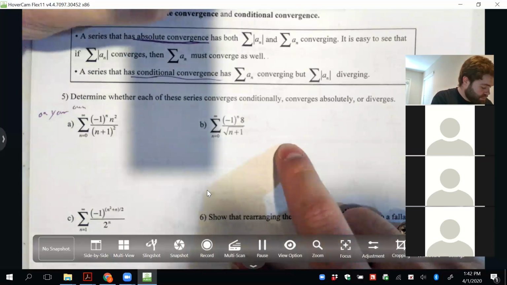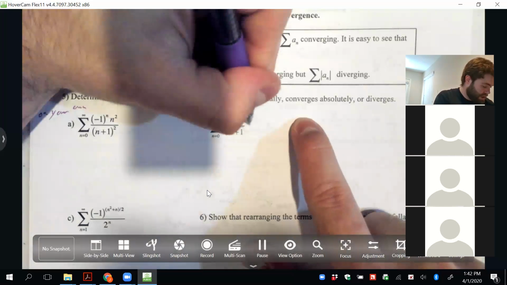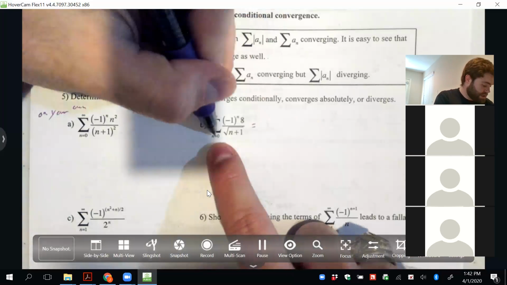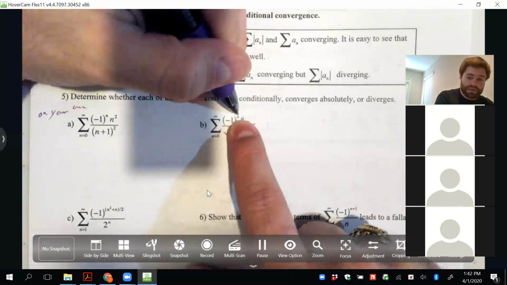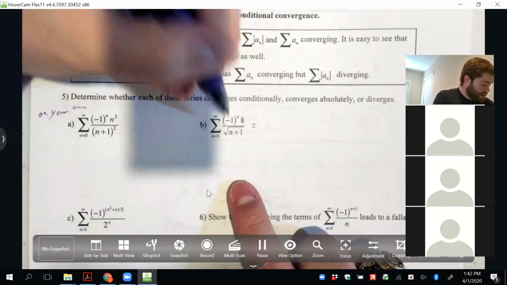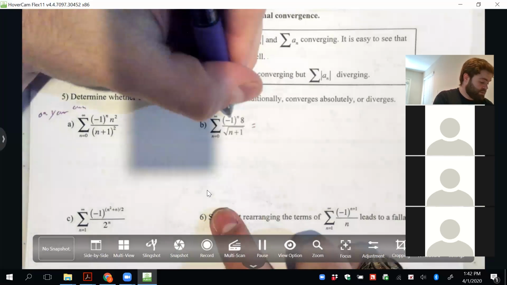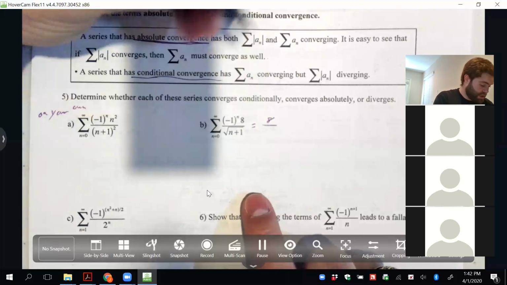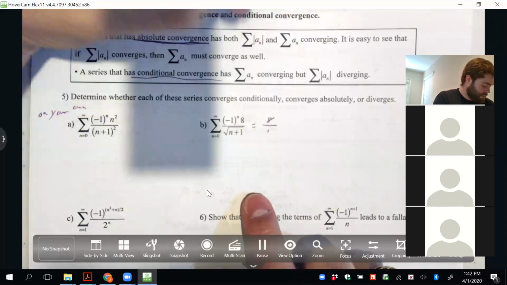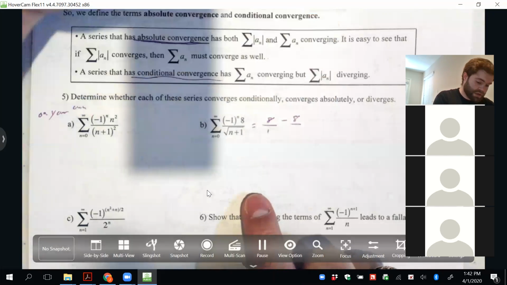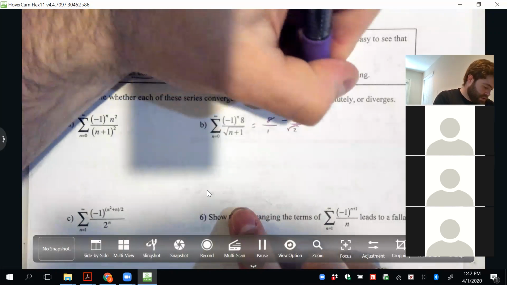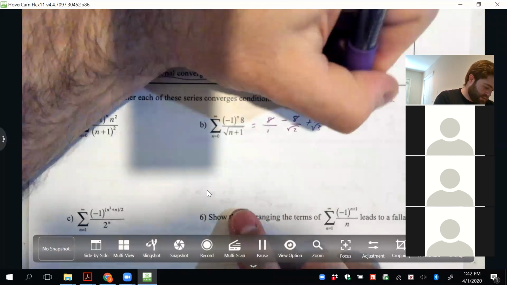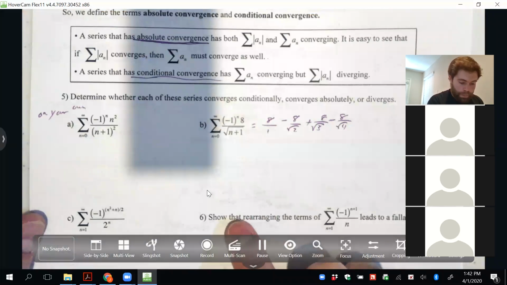So on B, we're going to continue to have an 8 on top. It's just going to go back and forth between negative and positive. Starting at 0, -1 to the 0 power, that's just going to be a +1. Anything to 0 power is 1. So it's starting off with positive 8 over, well, that will end up being just 1 on bottom. Then -8 over square root of 2 plus 8 over square root of 3 minus 8 over square root of 4, and so on.